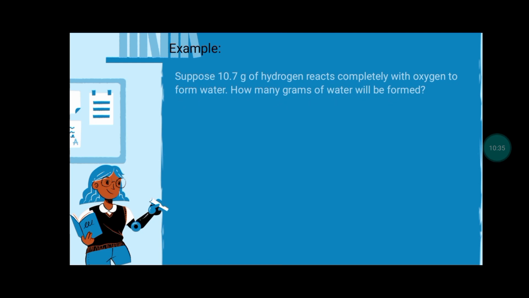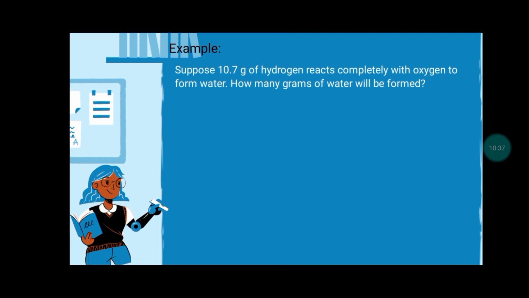Another example, suppose 10.7 gram of hydrogen reacts completely with oxygen to form water. How many grams of water will be formed? So in our previous example earlier, we are given moles of hydrogen, but this time we are given grams of hydrogen. So how? What will we do?